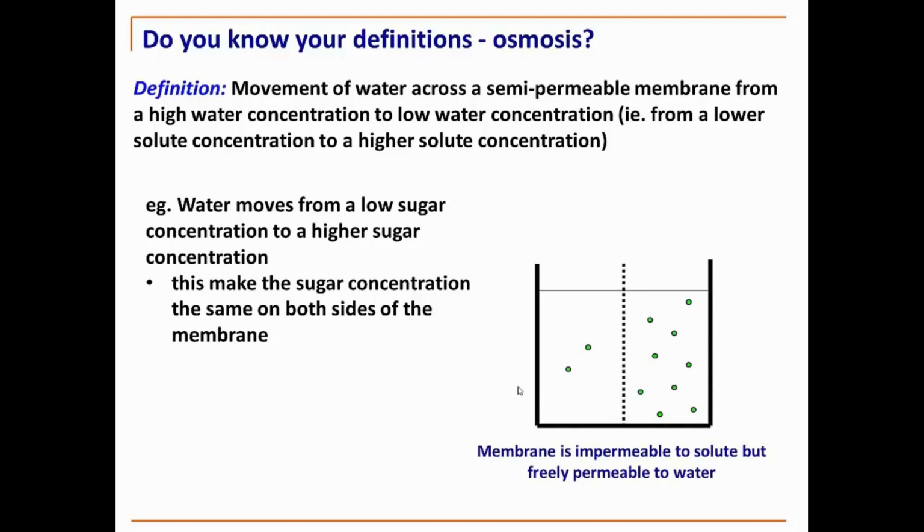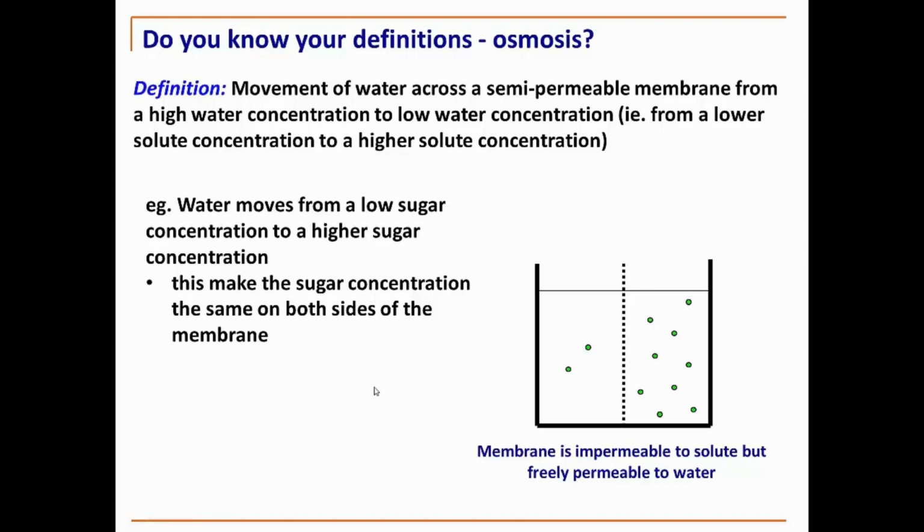Now you may still be a little bit confused, so what I want you to do is look at this diagram. Here we have a beaker. There we have a nice beaker. In it we have a semi-permeable membrane. This membrane is impermeable to solutes, so glucoses, sodiums, whatever those little green bits are. It doesn't really matter what they are. This membrane is impermeable to those, but it's freely permeable to water, which is what all this space is. That's all water, of course.